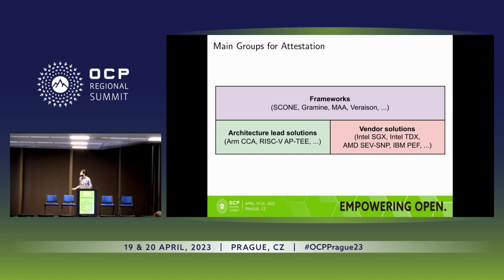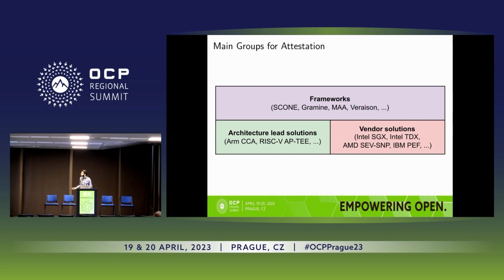And on top of either of these solutions, one can build complete frameworks, which means that basically you provide the user, in one line, let's say, everything that he needs to do to do the appraisal. So it's a complete solution which is built on top of either the architecture-led solutions or the vendor solutions, or a combination of these two solutions. So this is what we call the framework. It uses the underlying solutions as the basis and builds the verification on top of that.